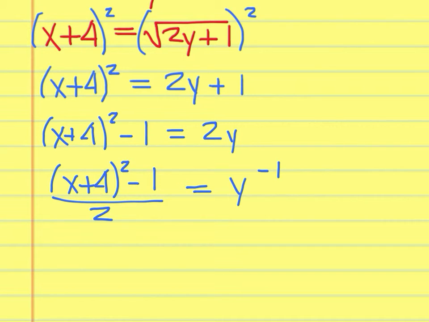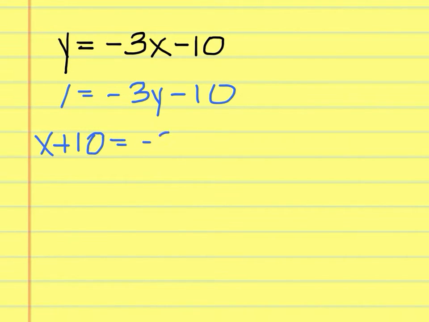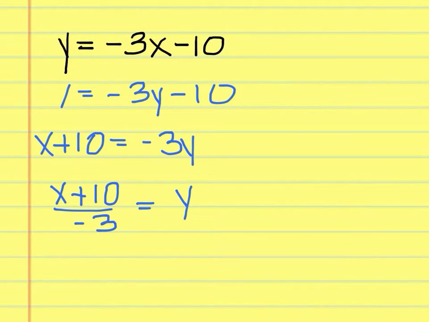Our first move here is to switch x and y, and then we want to start isolating y. Let's move the minus 10 to the left, and then we're going to have to divide by a negative 3. Whenever you have a negative 3 in the denominator, you want to get rid of that negative and change the sign of everything in the top. So it's a negative x minus 10 over 3 equals the inverse of y.